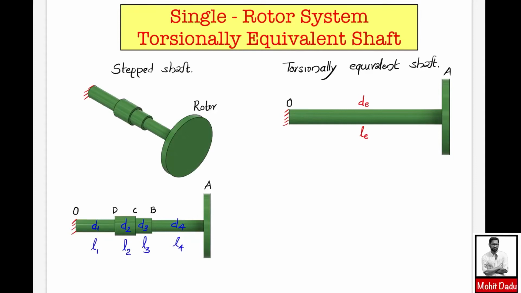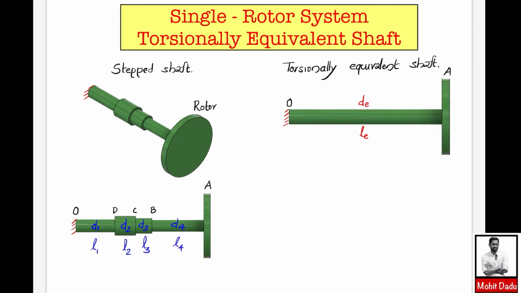Welcome back everyone. In this video, we will be studying the torsionally equivalent shaft with respect to a single rotor system. So far, we have studied the single rotor system in which a shaft of uniform diameter throughout its entire length is there, and at one of its ends, the rotor is attached. But here, the shaft is in the form of a stepped one.